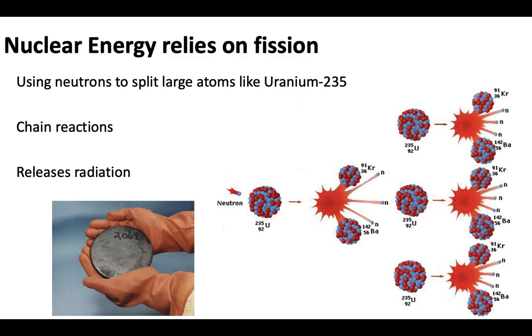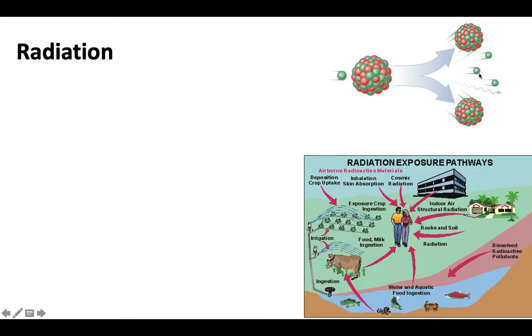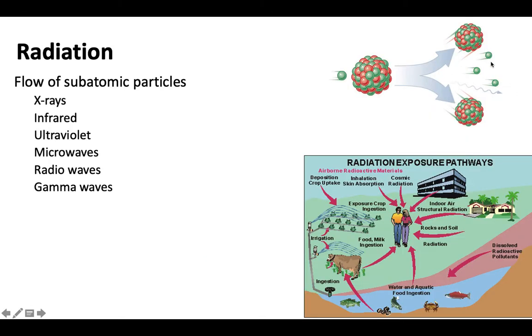So in a nuclear reactor, basically what they're doing is firing neutrons at the nucleus of a large atom like uranium or plutonium, and that large nucleus splits up into smaller nuclei. Other neutrons fire off, and it causes this chain reaction, and that releases radiation. That's what this movement of these neutrons is, and it releases a lot of heat energy at the same time.